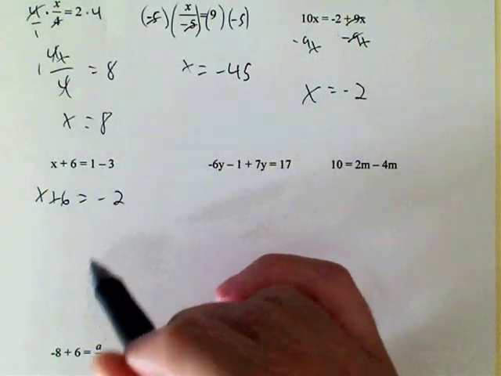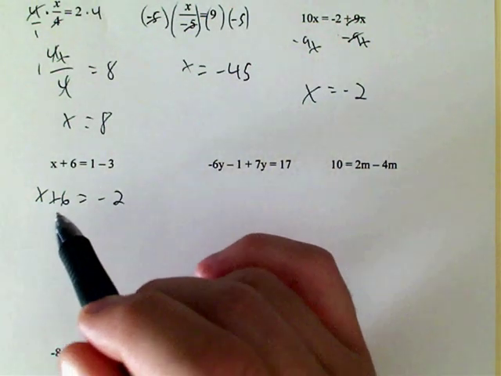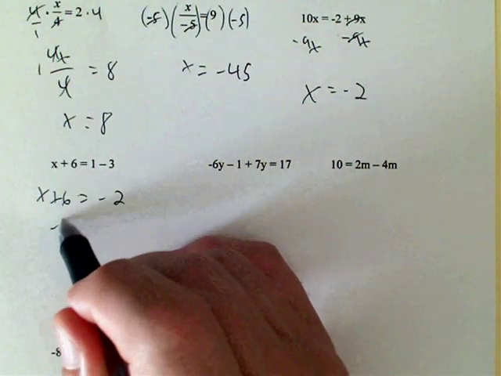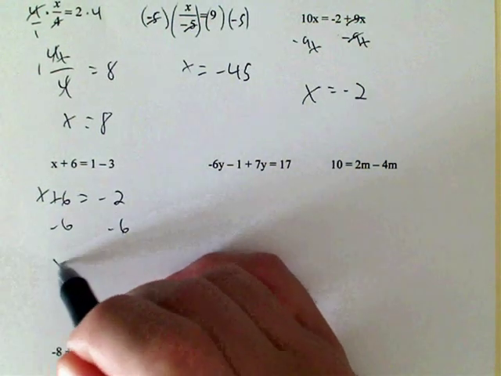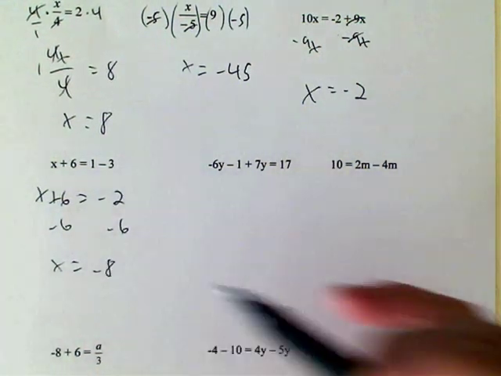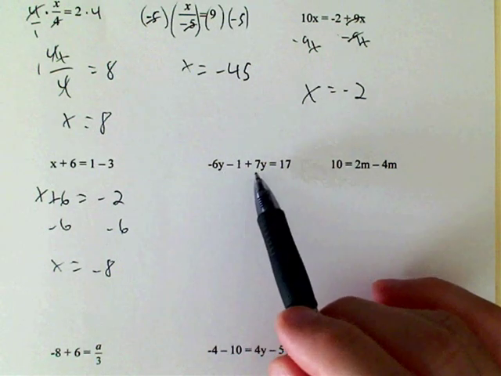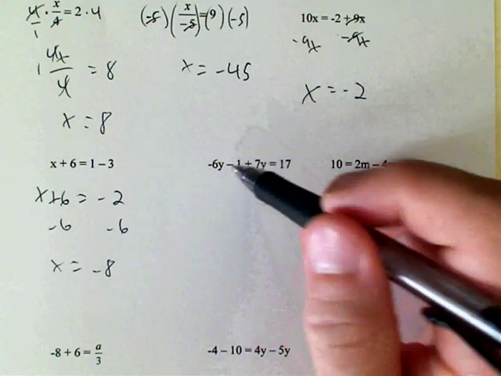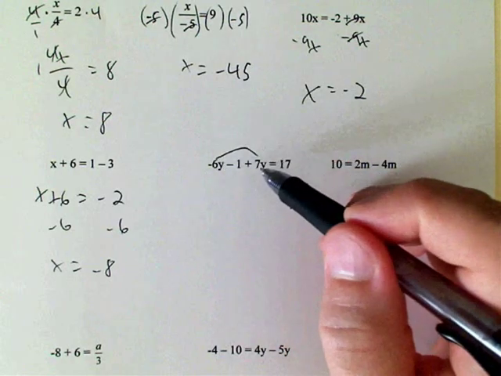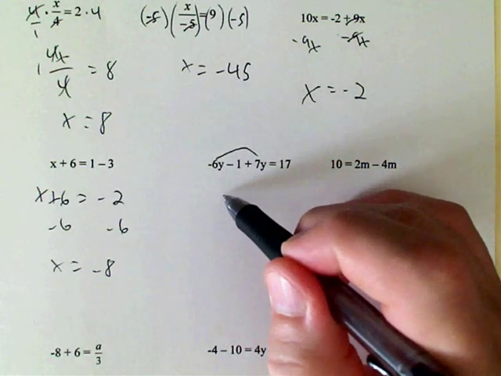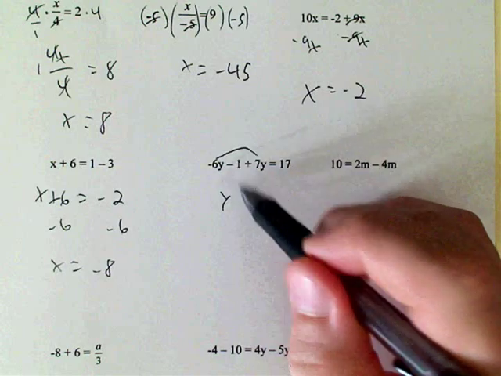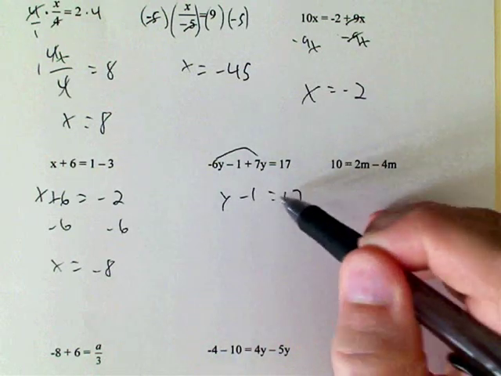And now we're back to doing the same steps as before. Subtract 6 to isolate the x. We get x equals negative 8. Over here, notice we have y terms on the same side already. Go ahead and combine those together. Negative 6y plus 7y is 1y, also known as y. Then we still have that minus 1 and the 17. And we just bring those down.